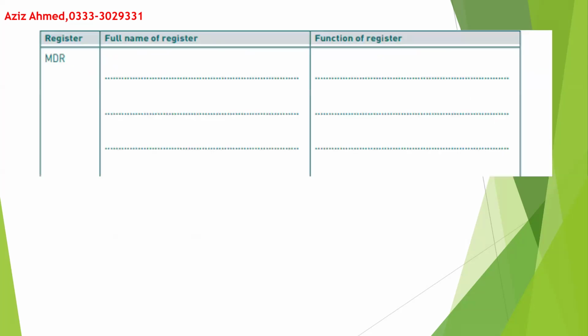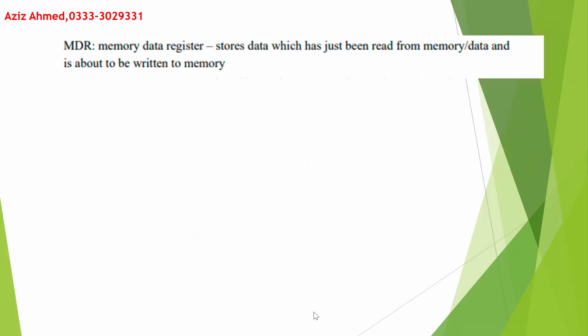Now MDR. Its full name is Memory Data Register. The function of it is that it holds the data itself before it is being used in memory.